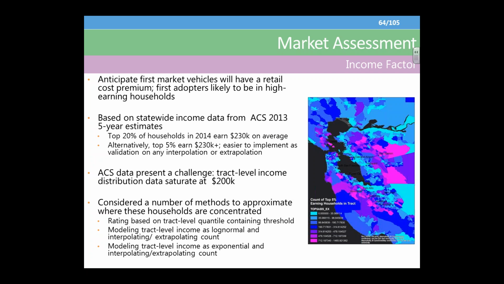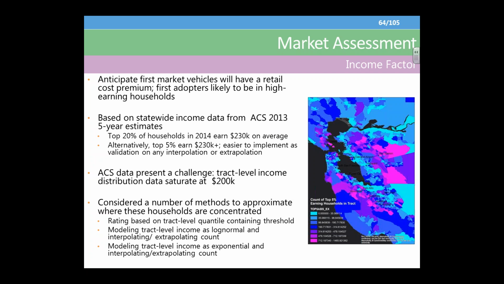So you'll see that when we assess how well we're interpolating income, we're looking at the top 5% making $230,000. The ACS data provides a challenge because at the statewide level, we know $230,000 is the average for the top 20%. But when you look at the tract level and the income distribution data available, it caps at $200,000. So you have to do some modeling of the income at the tract level in order to figure out what percentage of that tract population are in this market that you're looking at.